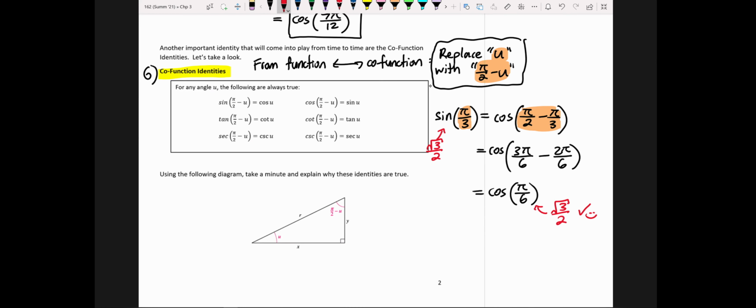That the function of u is equivalent to cofunction of pi over 2 minus u. Okay, I'll say that again. When you go from function to cofunction or cofunction to function, replace the input with pi over 2 minus input. So that summarizes identity group 6.